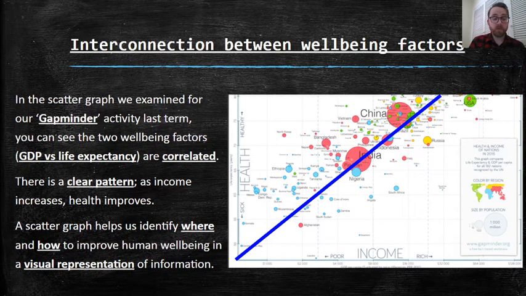A scatter graph helps us identify where and how to improve human well-being in a visual representation of information. Government officials can look at this and then they can implement programs, welfare benefits. Doctors can look at this. They can make recommendations. So this sort of data is very, very useful for improving our human well-being around the world.